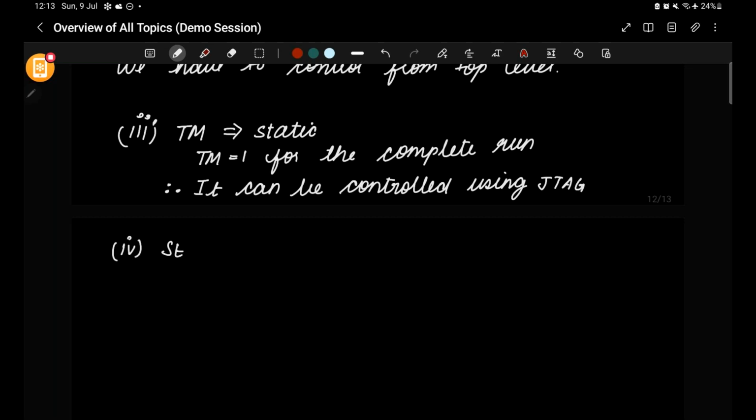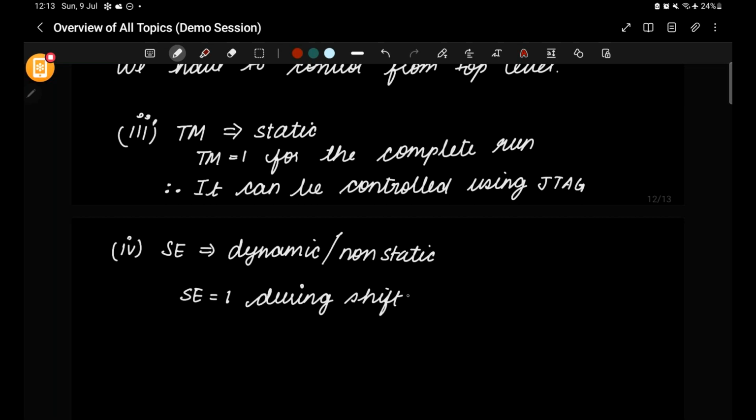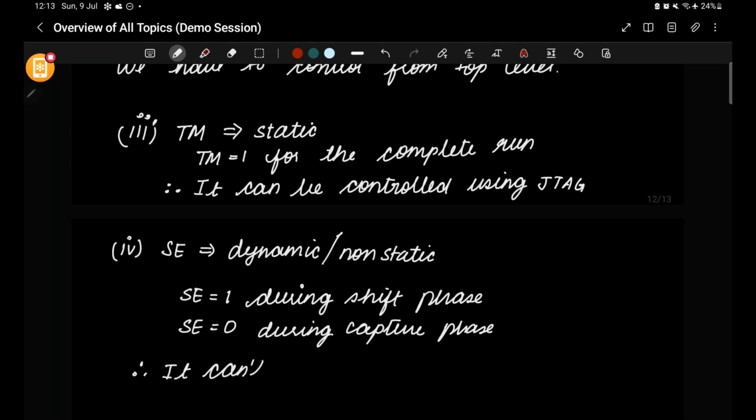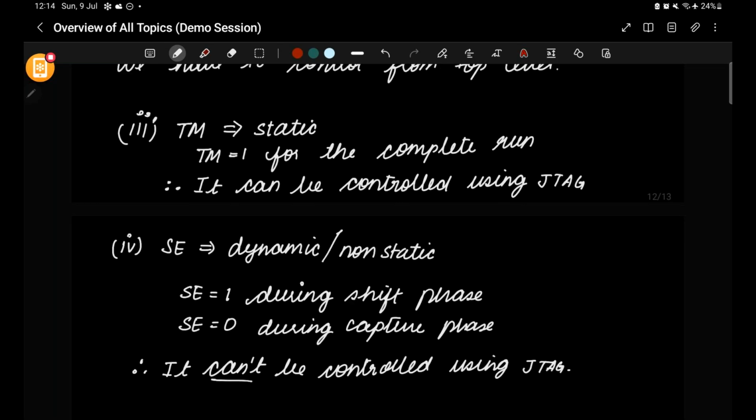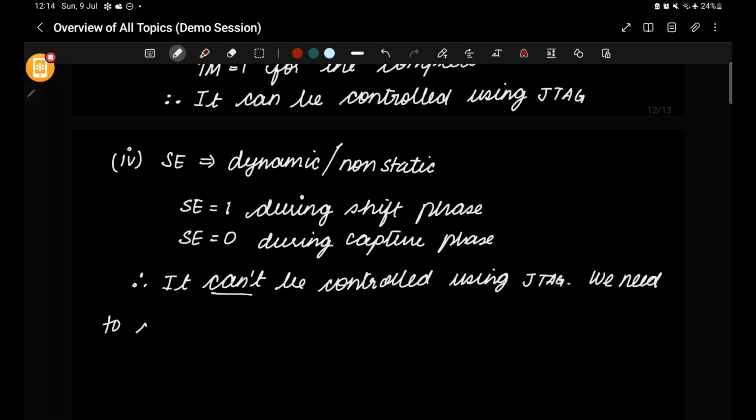If you consider scan enable, then this is a dynamic, not static, signal. Scan enable will be 1 during the shift phase, and scan enable will be 0 during the capture phase. So this is a dynamic signal. Therefore, it can't be controlled using JTAG. We need to control it from the top level.